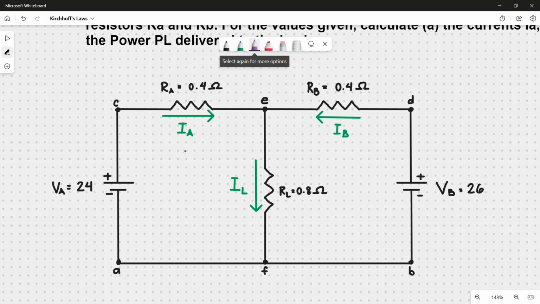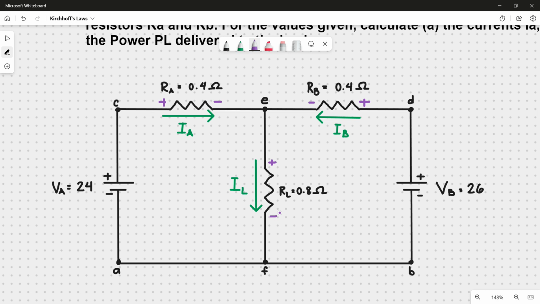Looking at VA, we know that the current is flowing in this direction because of the positive sign. So this means that in RA, this side is positive and this side is negative. Now looking at the other voltage VB, we know that the current flows in this direction because of this positive sign. And so the current in RB will enter in this side, so that's positive, and leaving at the other side, so that's negative. And lastly, for RL, or the load resistor, we'll have a positive sign here and a negative sign here.